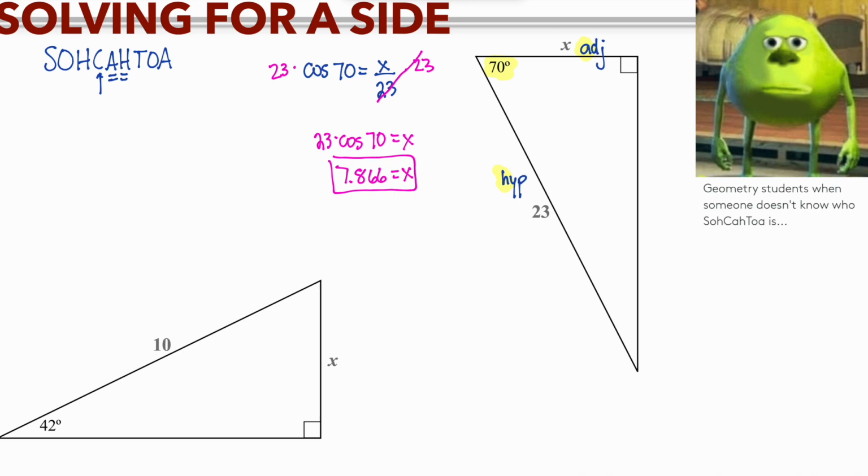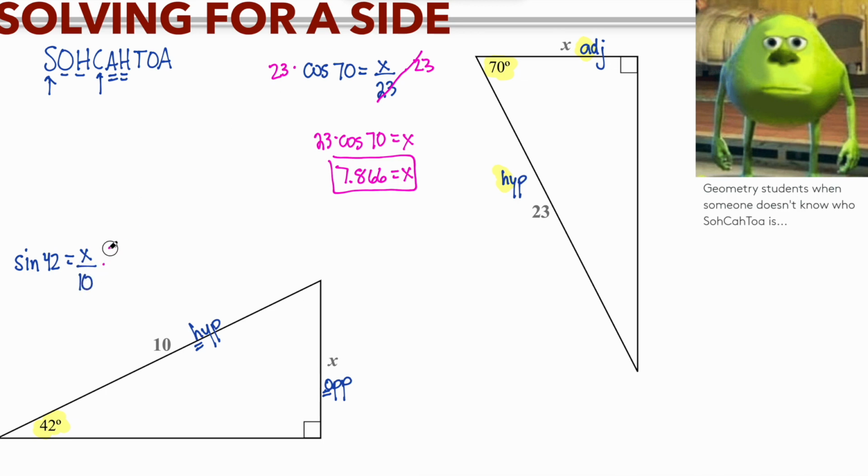The next, for this angle right here, I am dealing with the opposite side, and I'm dealing with the hypotenuse. Why? Because it's across the right angle. So now I am looking for an O and an H. O and H deals with sine. So sine of my angle equals my opposite, which is x, over my hypotenuse, which is 10.